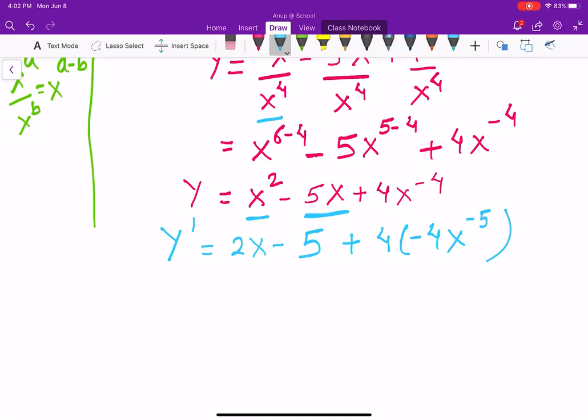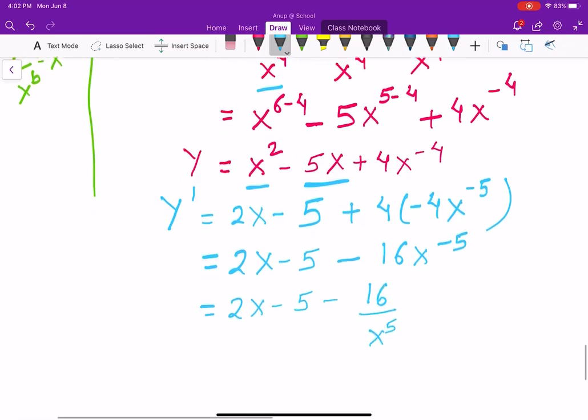If you want to rewrite this in an alternative form, it can be written as 2x minus 5 minus 16 times x to the power minus 5. If you don't like the negative exponent, you can still change that into a positive exponent as negative 16 over x to the power 5.